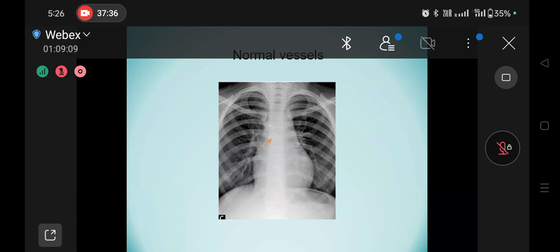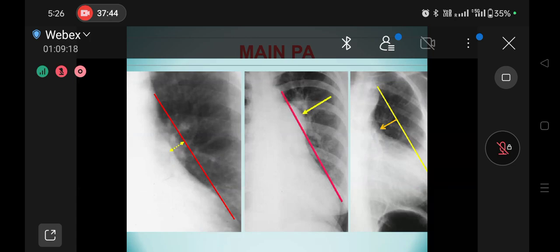On the other hand, the pulmonary arterial markings can be increased. Whenever they are increased, that means the pulmonary artery gets dilated. So let's talk of the main pulmonary artery first.